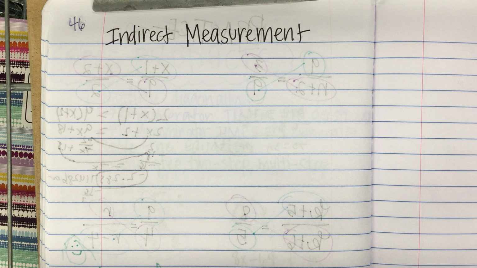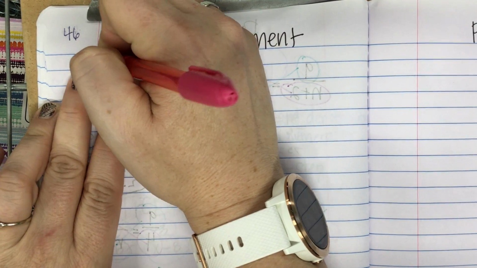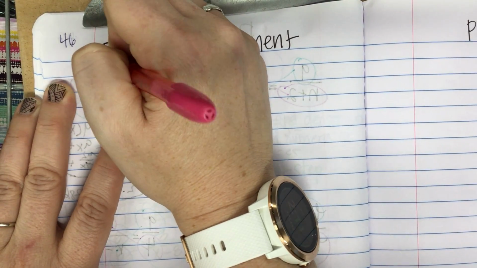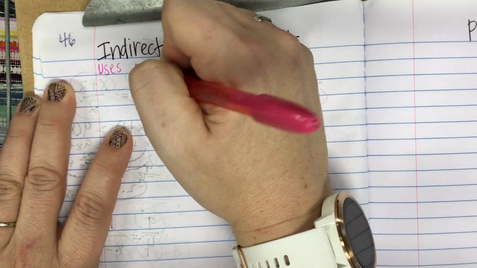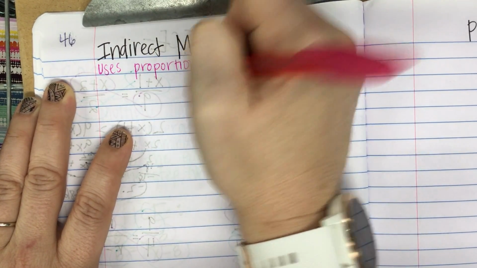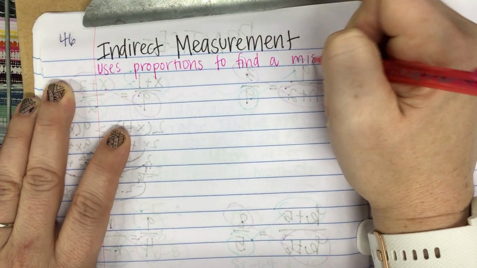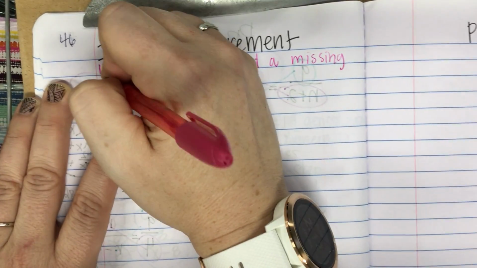Indirect measurement is when I am using a measurement to find another measurement. I'm using something to find another. So we are still going to have proportions. So this indirect measurement uses proportions to find a missing measurement.